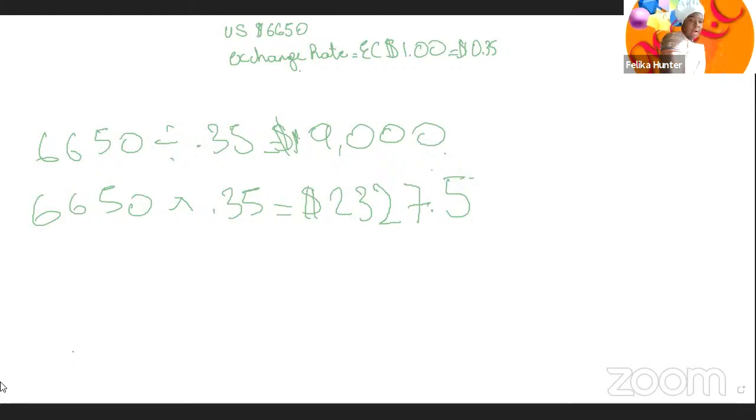All right, so Marlon, erase the one that is incorrect. And why it goes like this is because it is decimal. All right, so because it's decimal, then it's going to be multiplication in this case. 6,650 times 0. Marlon, please put the 0 in front of the 0.35 for me.